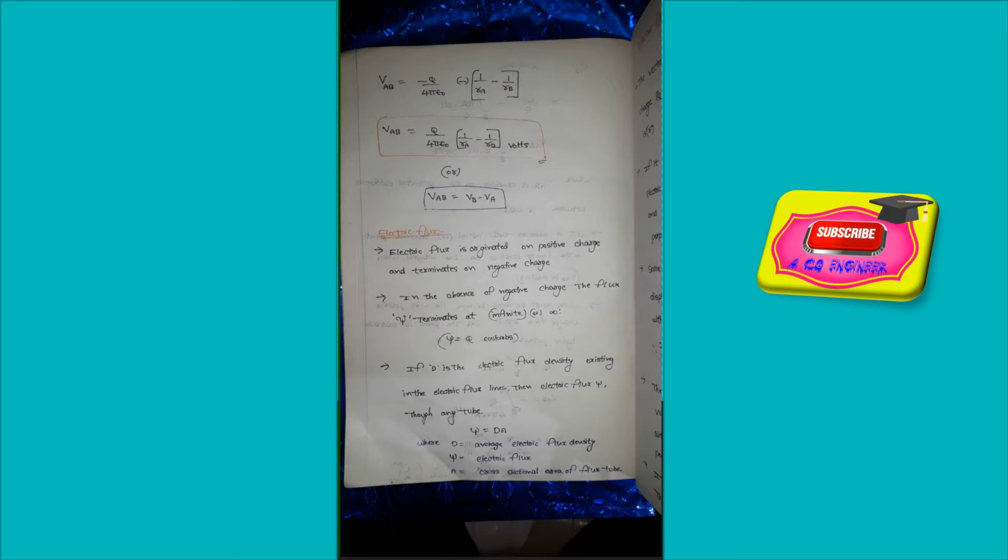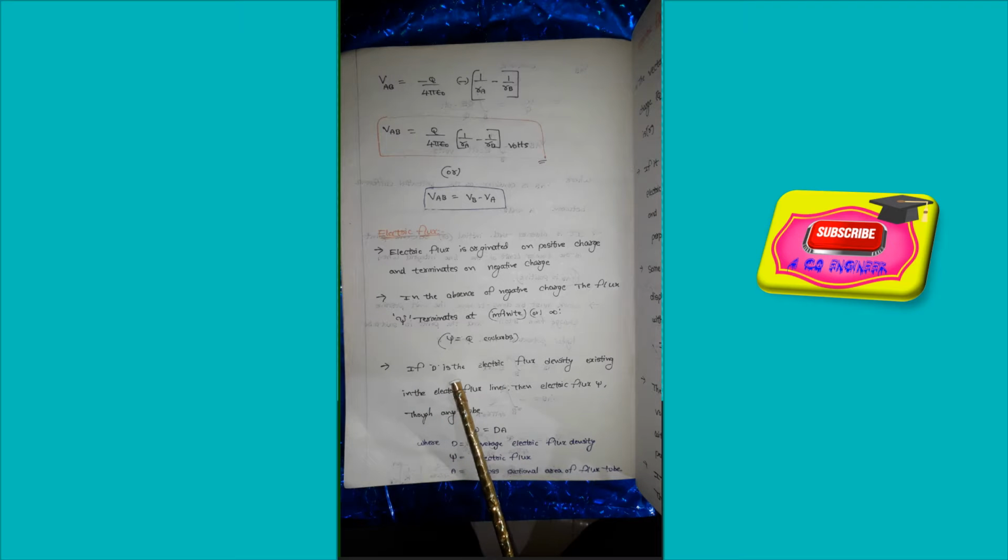Today we discuss electric flux. Electric flux originates on positive charge and terminates on negative charge. In the absence of negative charge, the flux psi terminates at infinity. Psi is equal to Q coulombs.